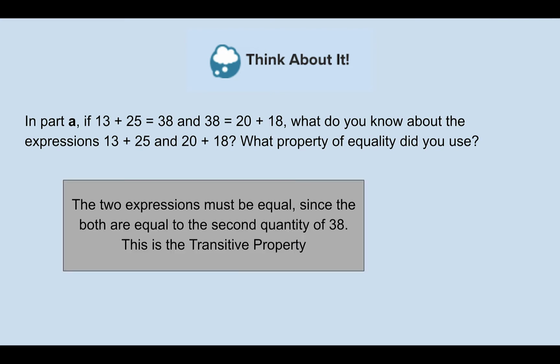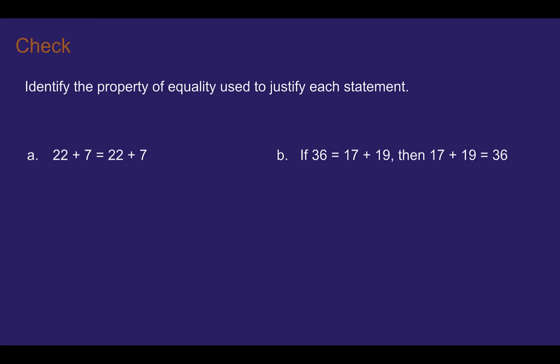You should have noted that the two expressions must be equal since they are both equal to 38, and that is the transitive property. If one equals the second and the second equals the third, then the first and the third are equal. Check your understanding. Pause the video and identify the property of equality used for each statement.